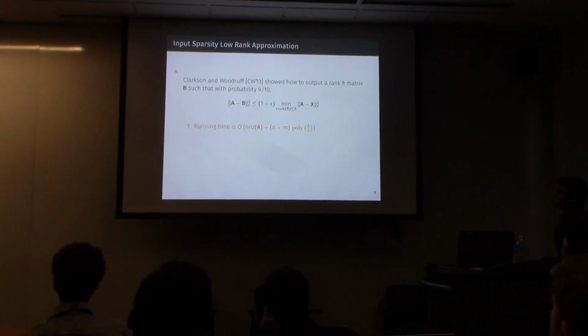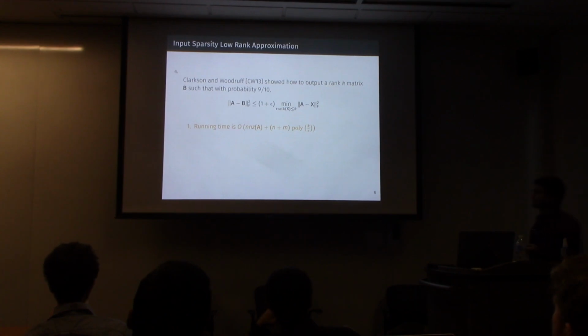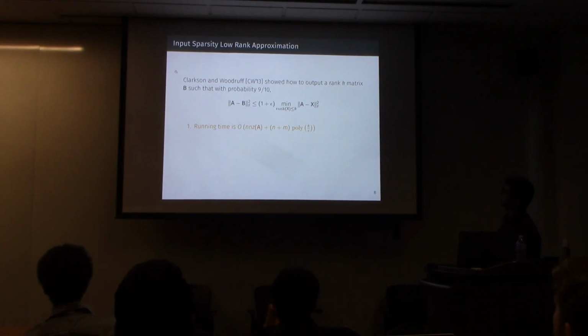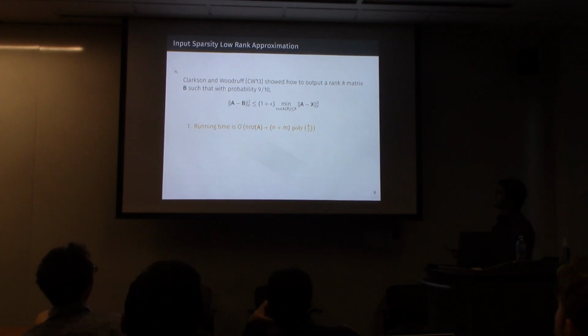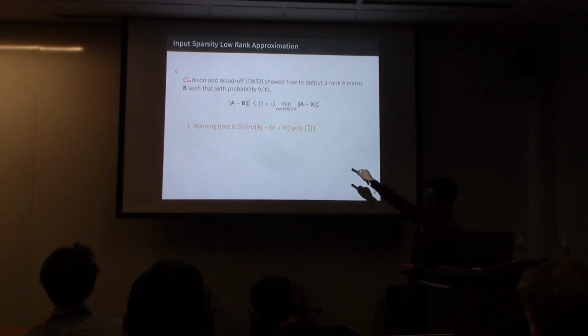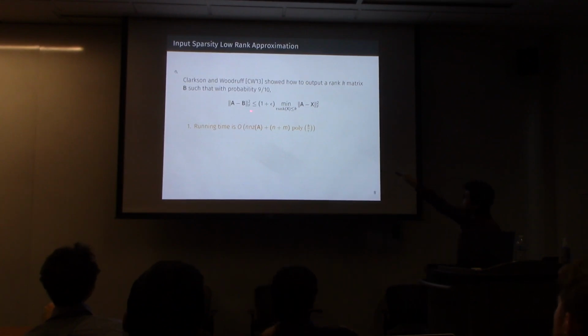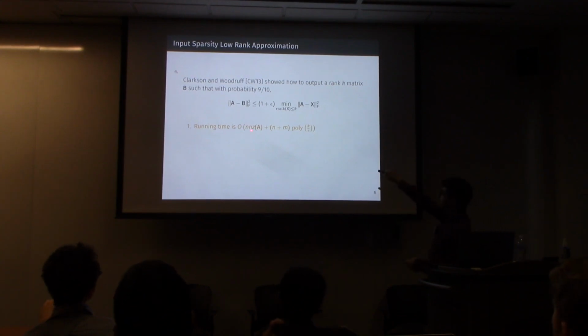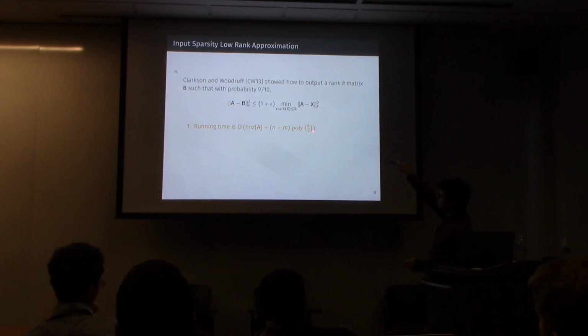All right. So we are looking for faster algorithms for approximating this low-rank approximation problem. And what Clarkson and Woodruff showed in 2013 is that you can output a rank K matrix B such that the Frobenius norm difference between A and B is at most 1 plus epsilon times the opt. And you can do this in running time, which is the number of non-zero entries of A plus this n plus m poly K over epsilon term.